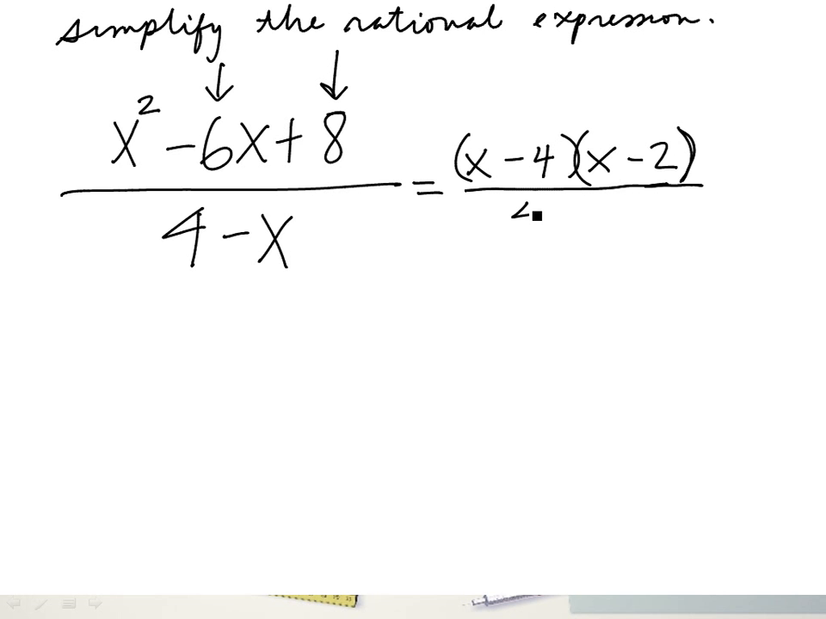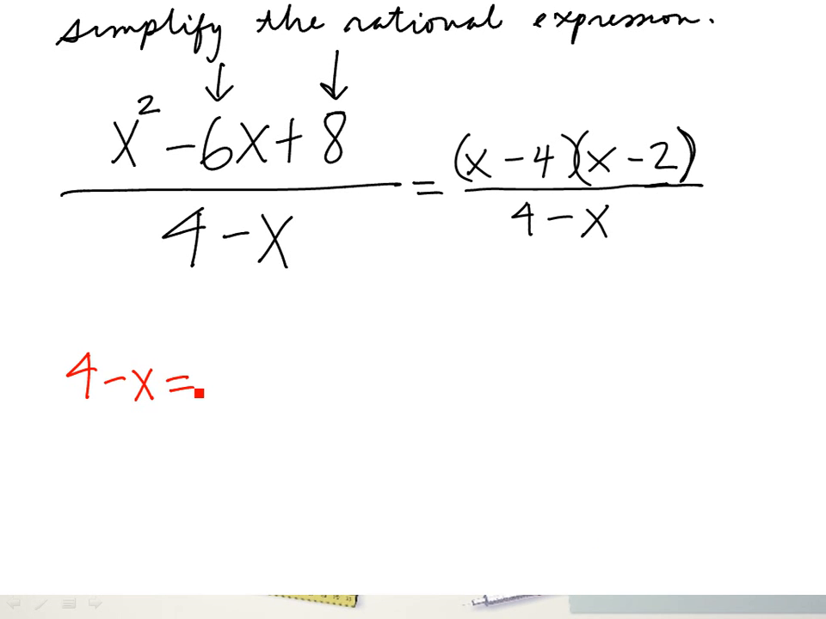And we have this 4 minus x on the bottom. Now, if you look at this carefully, you'll realize that these are not the same. X minus 4 is not the same as 4 minus x, because the signs are totally opposite from the numerator and the denominator. They are called opposites. Here, let me do a side note for 4 minus x.